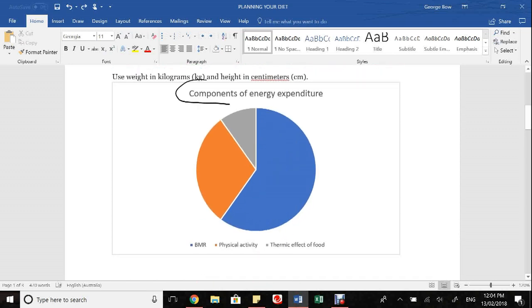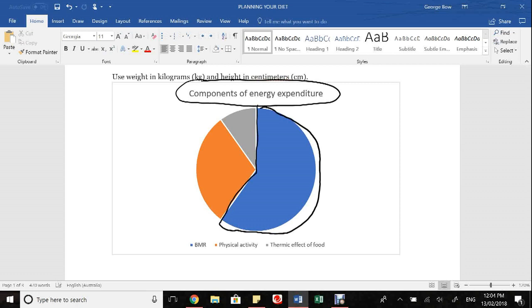So quickly, here are the components of energy expenditure in a pie chart. This is how our energy is broken up during the day, how our body uses it. You can see here a massive chunk, up to 65% of our energy, is just for that BMR. That is just our body using energy to function and survive. You can see here around 30% is our physical activity, so that's the energy we're expending through physical activity in our daily activities. And then up here we have the thermic effect of food.